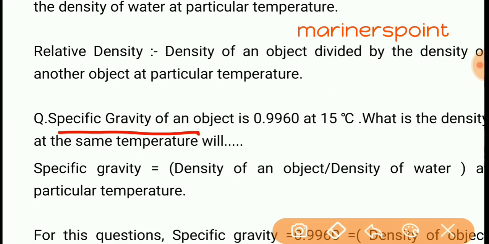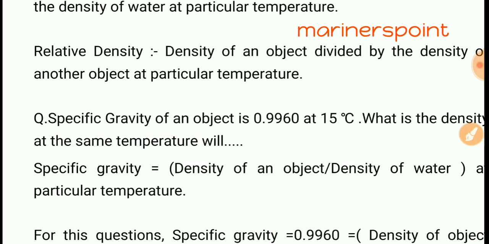This question was asked in a previous year's Synergy exam. So let us first know what specific gravity, relative density, and density are. We will also discuss density and the effect of temperature on it. We will deal with this question later. First, know about specific gravity.